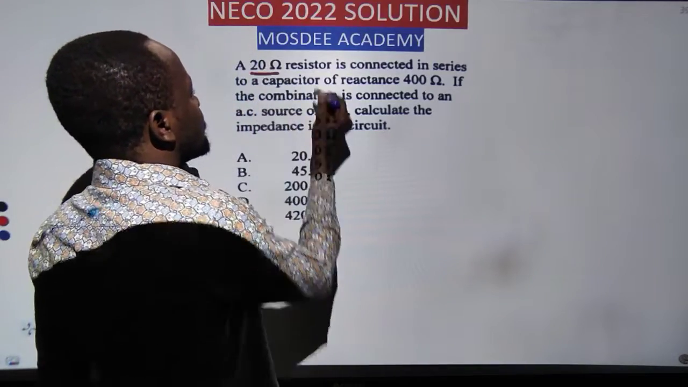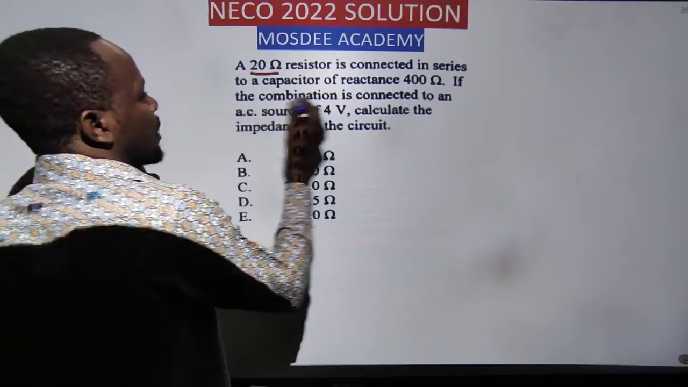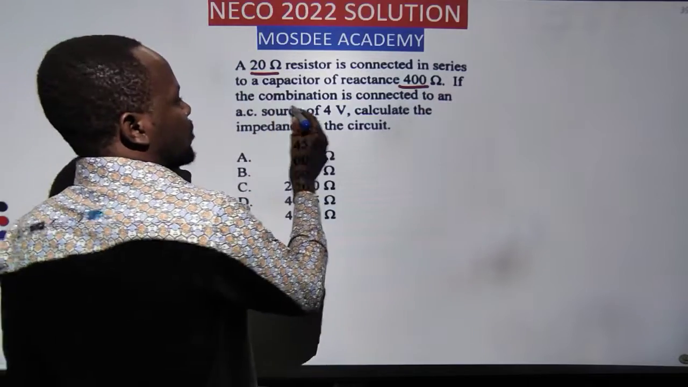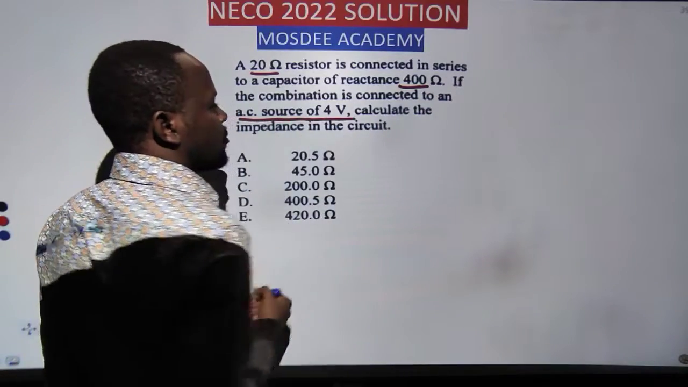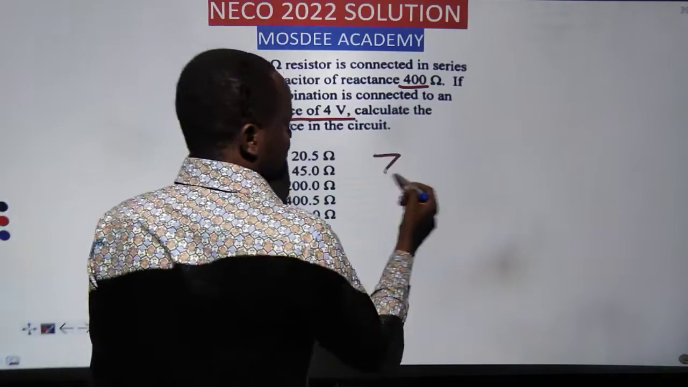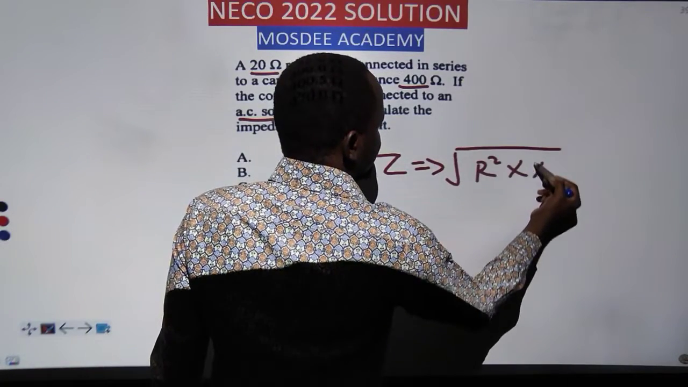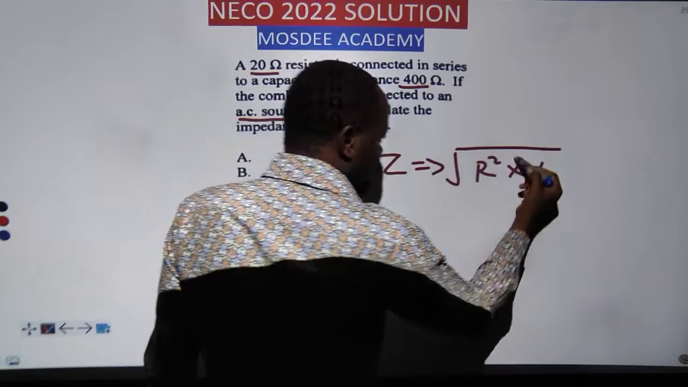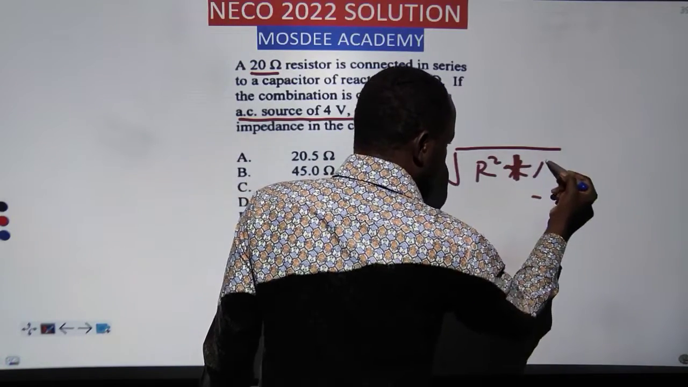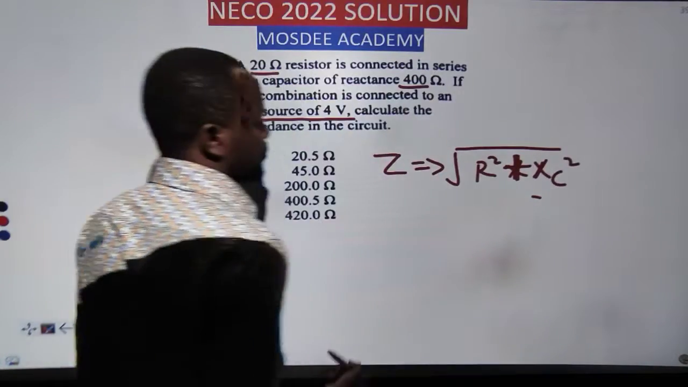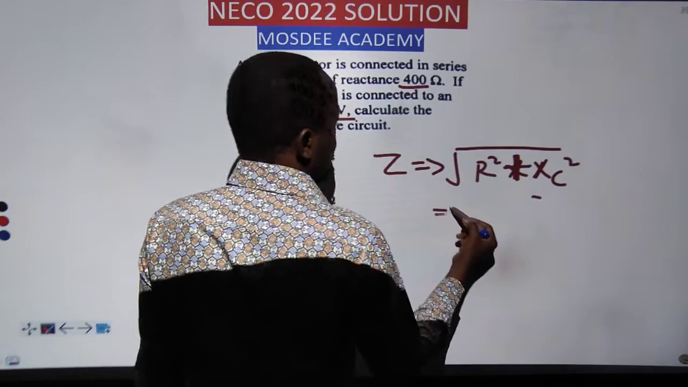A 20 ohm resistor is connected in series to a capacitor of 400, and the combination is connected to an AC source of 4 volts. Calculate the impedance Z. Now, I have a concept video on this. Z equals the square root of R squared plus XC squared. What's the resistance?